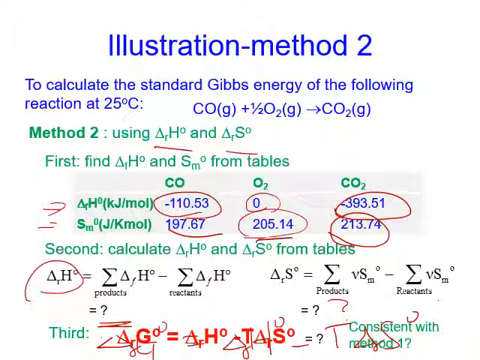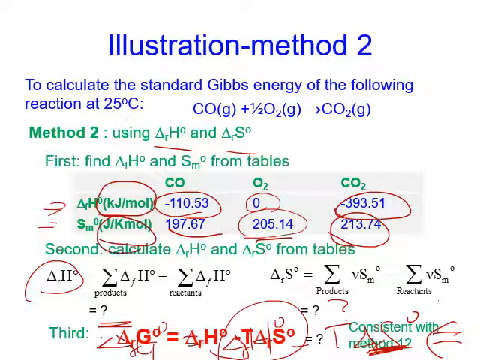You should get the same answer as the first method. I want to remind you, when you use this final equation, keep in mind the units must be consistent. Enthalpy is usually in kilojoules, here kilojoules per mole, but entropy is usually in joules. So you must pay attention to units. In most cases you need to multiply by 10 to the minus 3, otherwise you cannot get the correct answer.